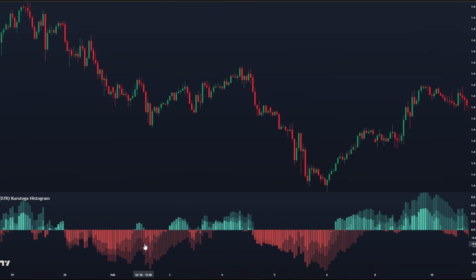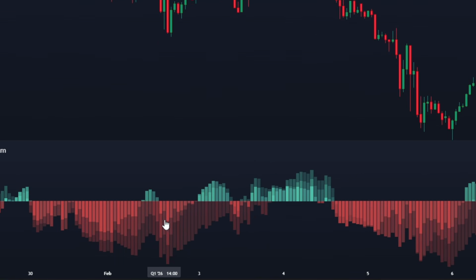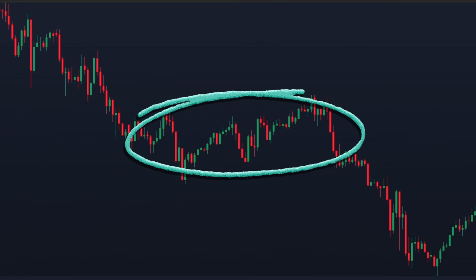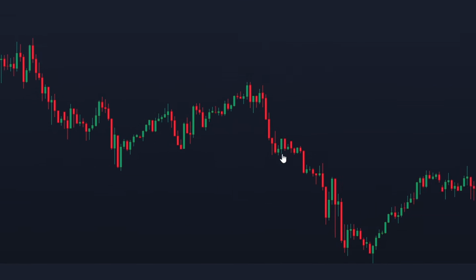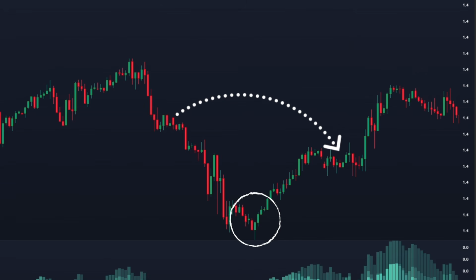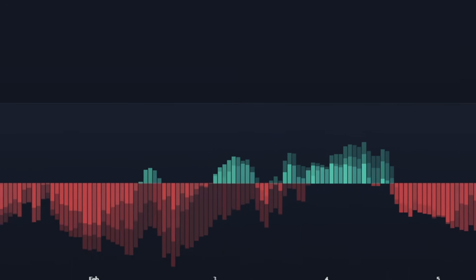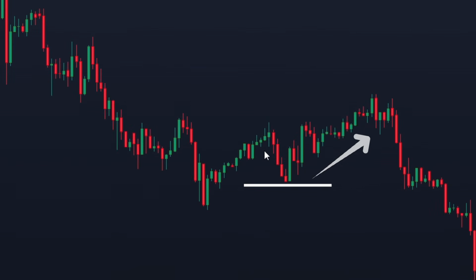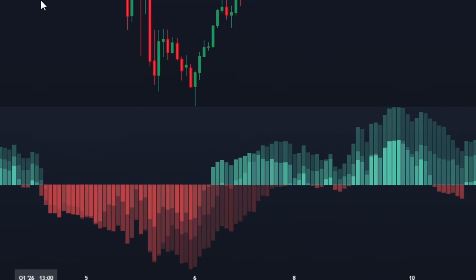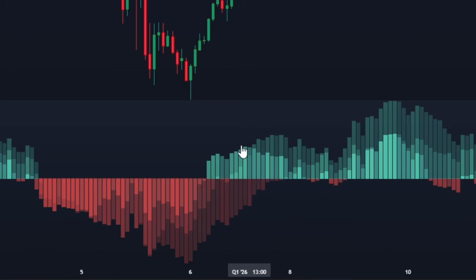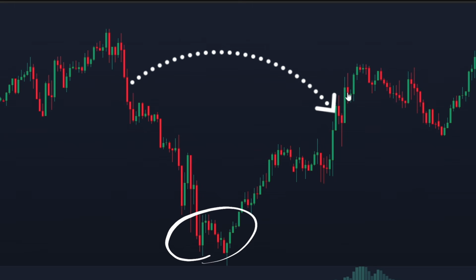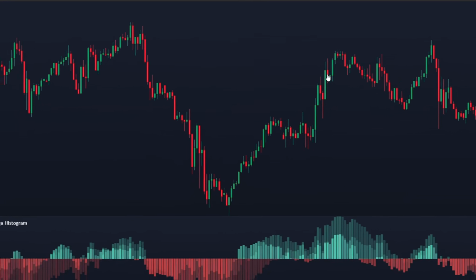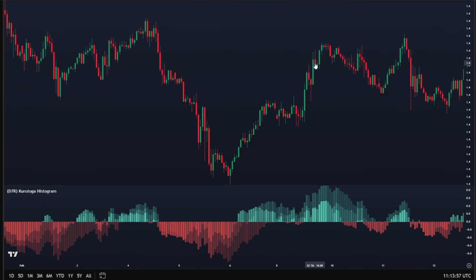But what makes this special is when you start seeing both green and red bars at the same time. That means the market is not trending. It's either in a pullback or a transition phase. Now here's a key insight. If the red bars are still dominant and the green bars are small, that's just a pullback in a downtrend. But if both sides become equal, that's when you start thinking about a possible reversal.